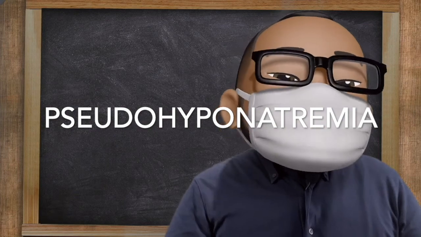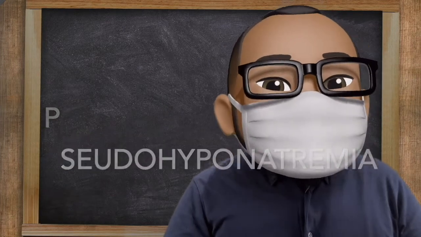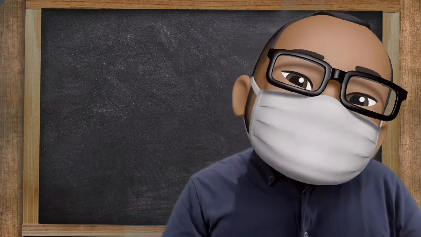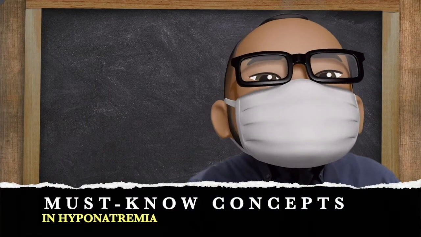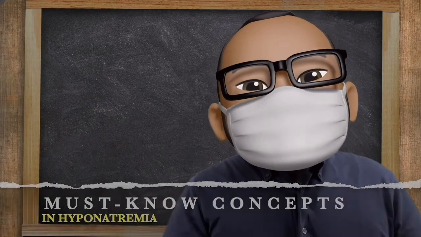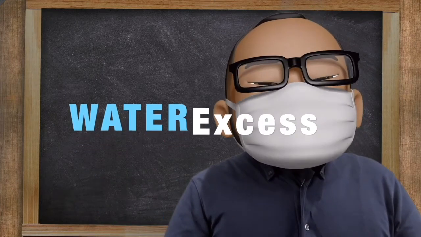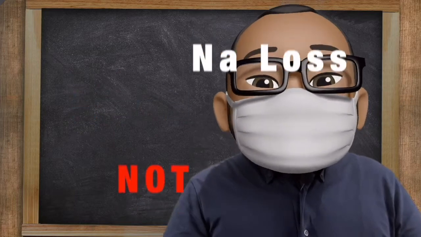Falsely low serum sodium can be due to high cholesterol, high sugar, or even from high BUN from kidney failure. Rule out these three causes first before proceeding to the management of hyponatremia. What are the must-know high-yield facts that we should know about hyponatremia? Number one, hyponatremia is water excess, and it is not directly related to sodium loss.